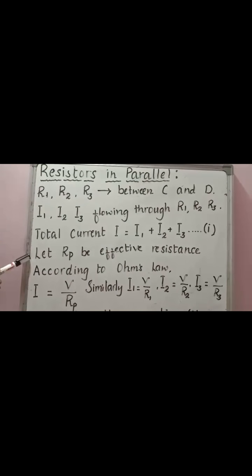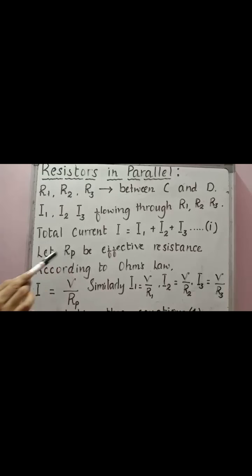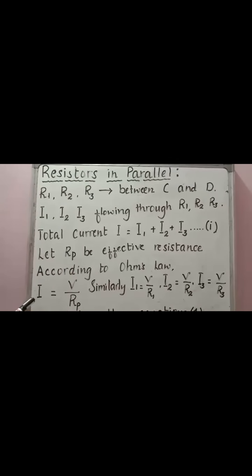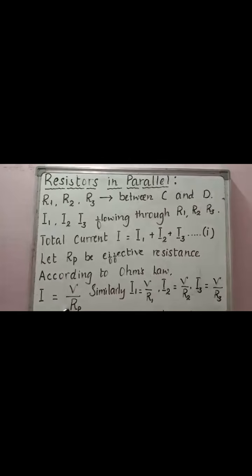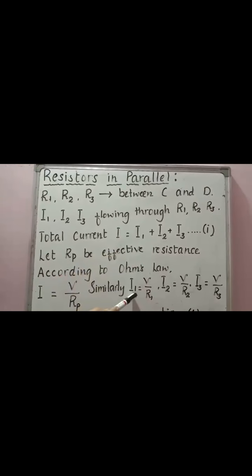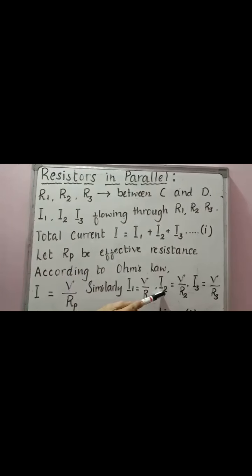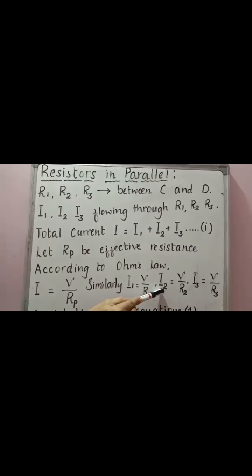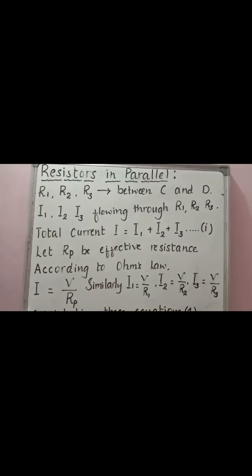Let Rp be the effective resistance. Here P stands for parallel. According to Ohm's law, I equals V upon Rp. If I equals V upon Rp, then I1 will be equal to V upon R1, I2 will be equal to V upon R2, I3 will be equal to V upon R3. So these values we will substitute in equation 1.